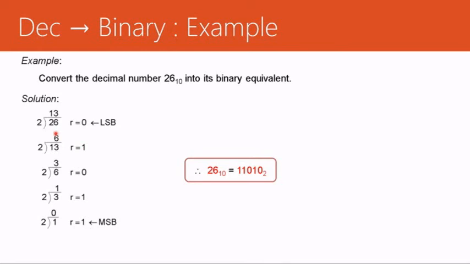And the quotient of this will again be divided by 2. That is 6 divided by 2. That will be 3, and 3 is the quotient with a remainder of 0. Again, we're going to divide 3 by 2. That will be 1 with a remainder of 1. And 1 as the quotient will again be divided by 2. So 1 divided by 2 is 0, remainder 1.